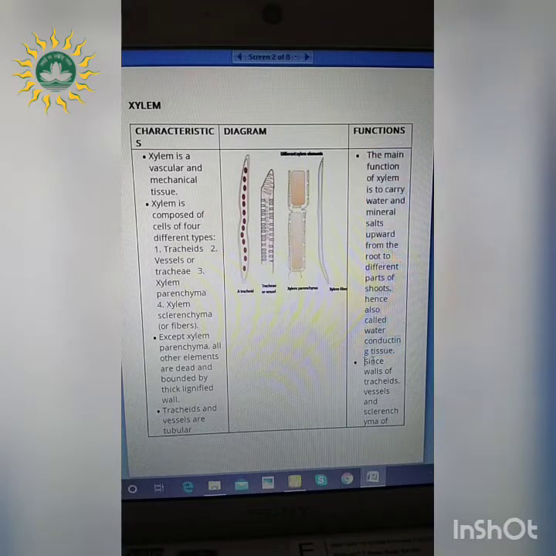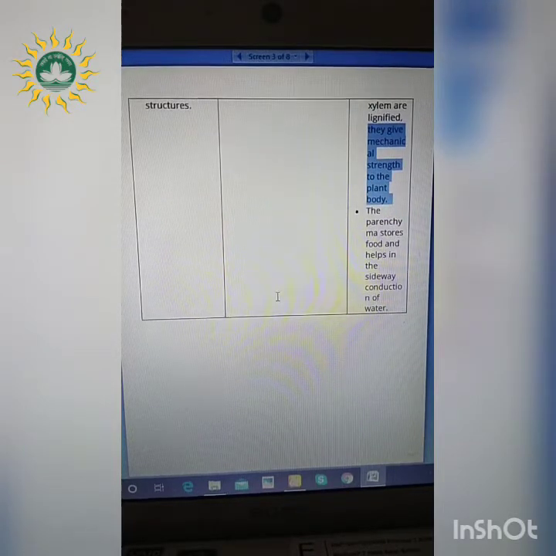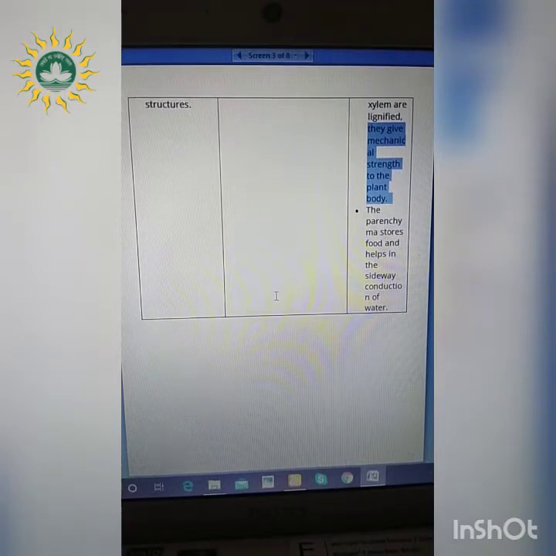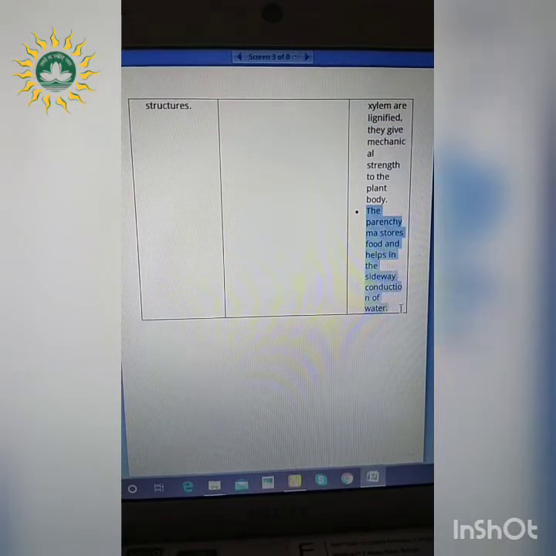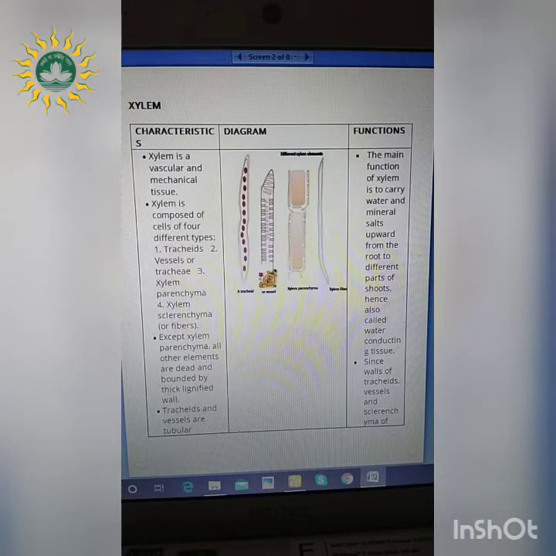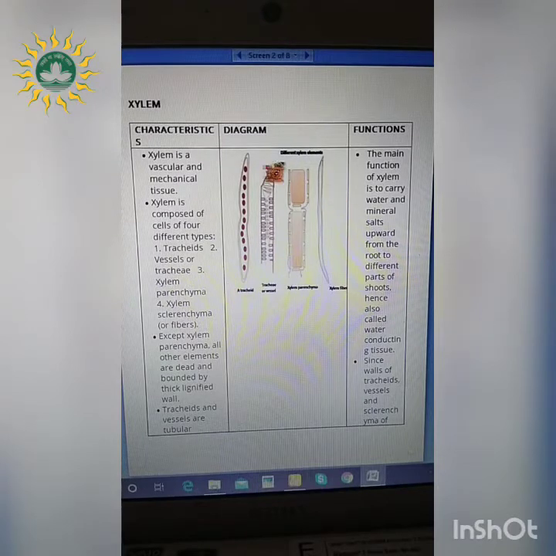And since the walls of the tracheids, vessels and sclerenchyma of xylem are lignified, they are also mechanical, providing mechanical strength to the body. As I mentioned in the characteristics, mechanical strength means it is providing rigidity and strength to the plant body, and hence the support mechanism is taking place. Thirdly, the parenchyma stores food and helps in the sideway conduction of water. So the xylem parenchyma, you can see in this diagram, is helping in the storage of different materials. So altogether, these four types make up the xylem.